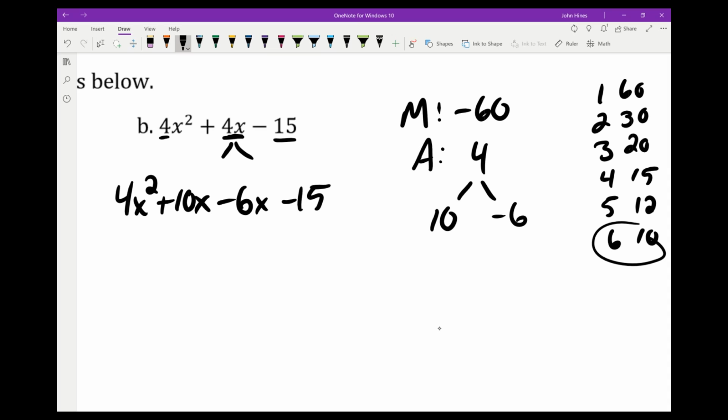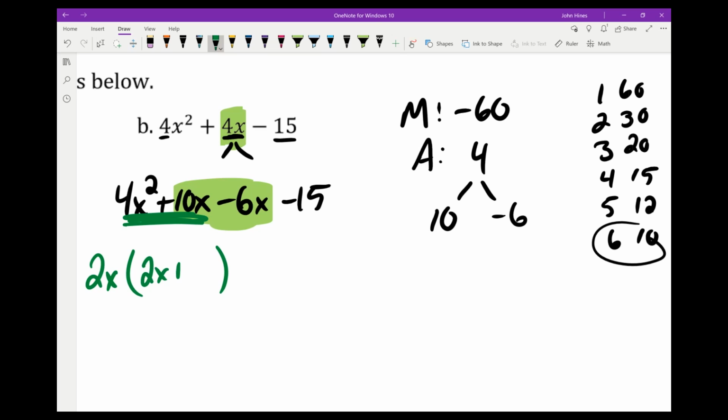So I split my middleman into 10x minus 6x. That term there became those two terms. I uncombined like terms. And now we factor, we GCF. What can I take out from 4x squared plus 10x? I think I'm taking out a 2x, 2x plus 5. So I better get a 2x plus 5 over here.